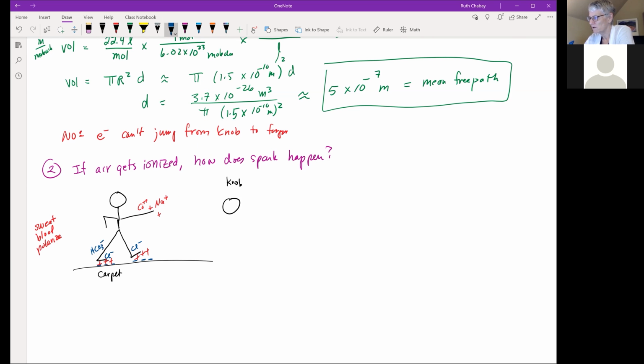Well, absolutely, it polarizes, doesn't it? So we're going to have electrons moving to that side of the doorknob, and we're going to have an excess of protons here, a deficiency of negative charge on the other side of the doorknob. And now we start to have an electric field in the space between your finger and the doorknob. And as you get closer and closer, the electric field presumably gets bigger and bigger.